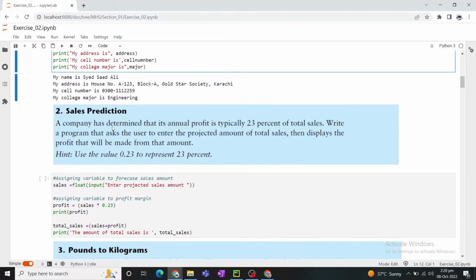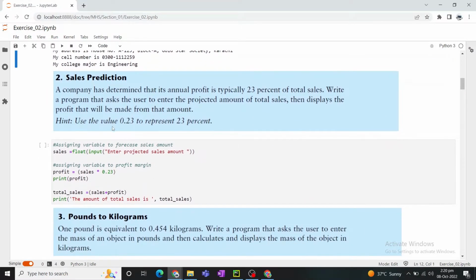Okay, so let's move forward to sales prediction, that is question number 2. A company has determined that its annual profit is typically 23% of the total sales. Write a program that asks the user to enter the projected amount of total sales, then display the profit that will be made from the amount.